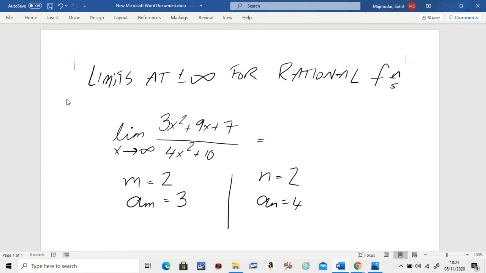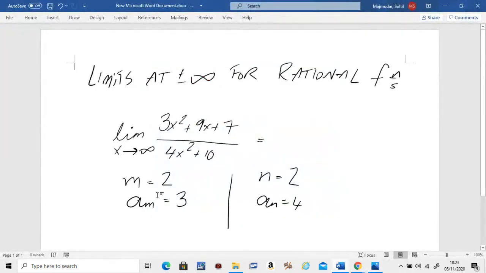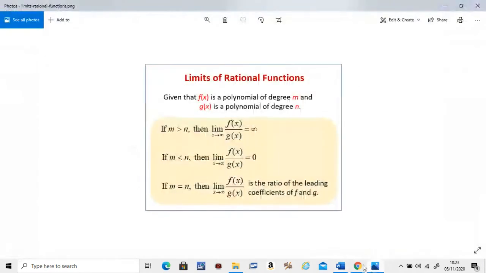When you have all this, you'll need a set of rules, which are these. Now you have to check which one of the three you belong to. If you look at m and n, they are equal to each other. So you belong to the third one, meaning m equals n. The answer is the ratio of the leading coefficients of f and g.